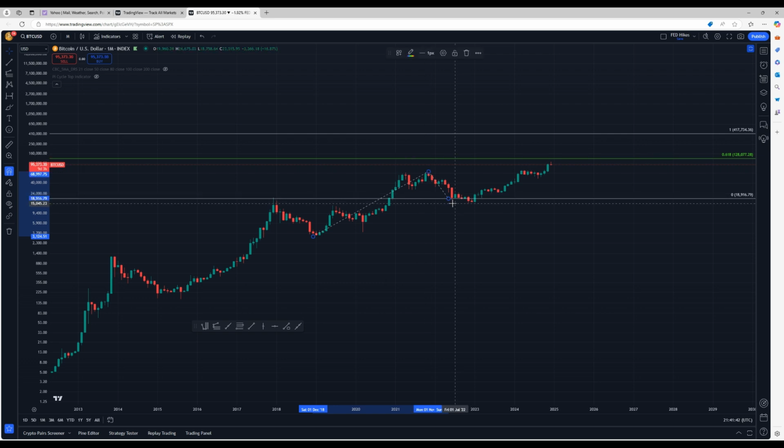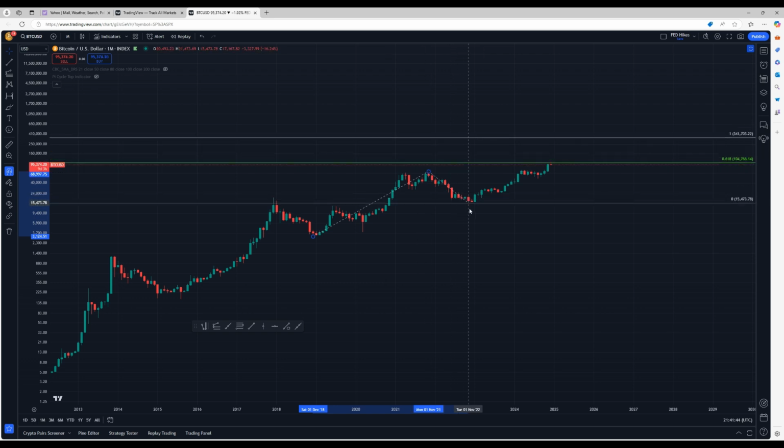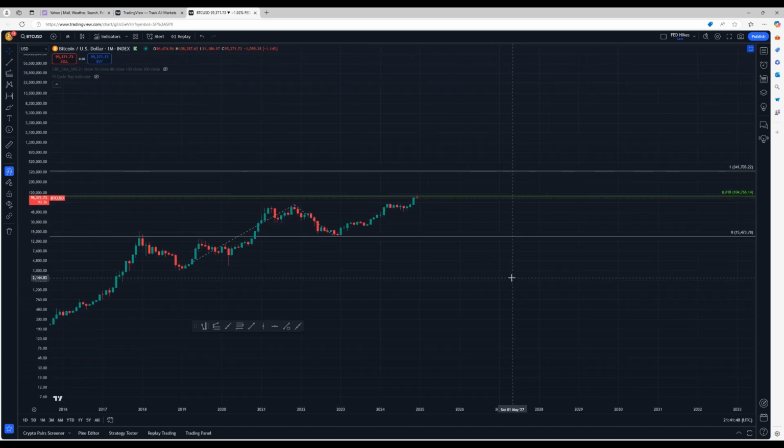Right to the top, 69,000 down to 15,473. And look where we're at once again, the 0.618. We wicked above it. What is, I would say, very likely is that we sell off beginning of January.